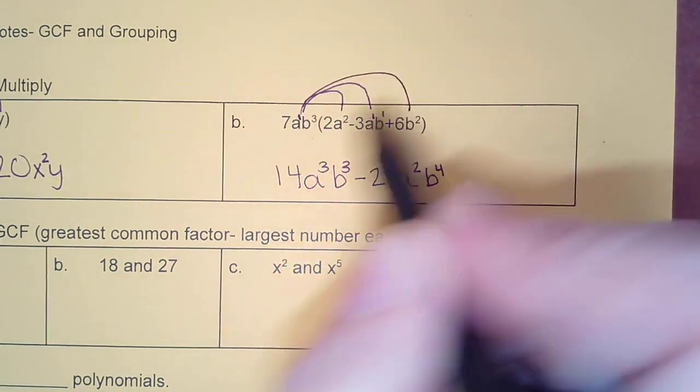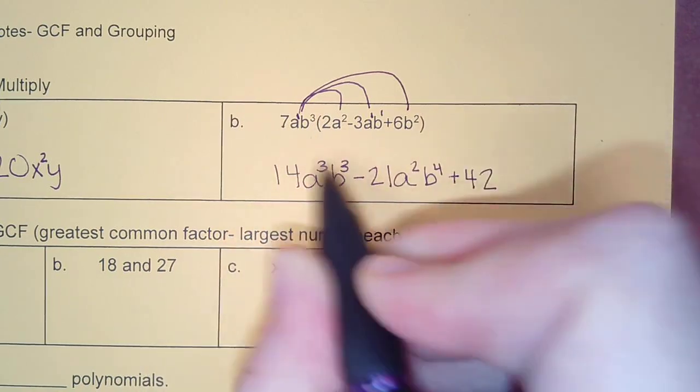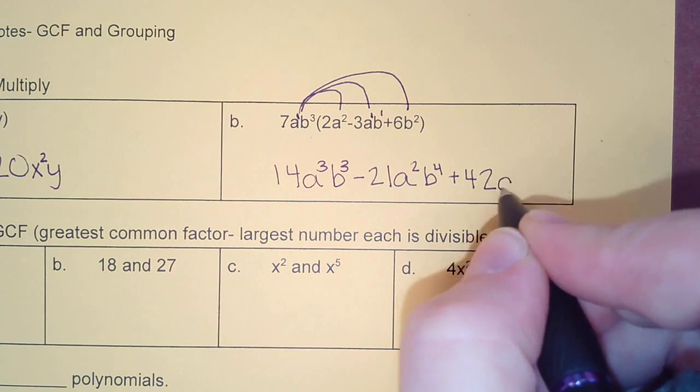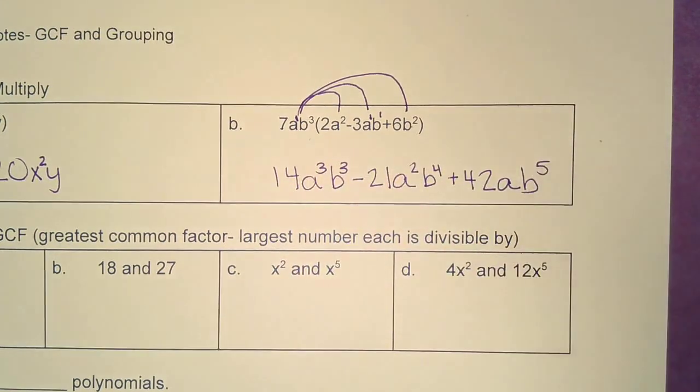Then distribute to the last term. 7 times 6 is 42. A combines with no other a's, so a. And b, I have 3 here, 2 here, add them together, I get 5.